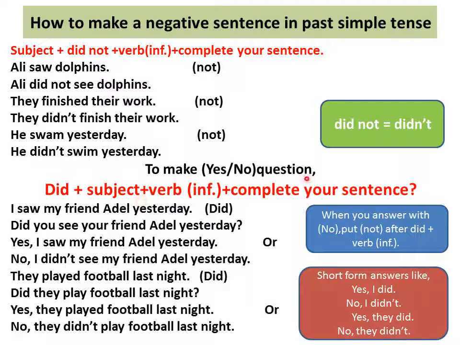To make a yes or no question, just start with did. Then your subject, then the verb in infinitive without ed. Just in infinitive. Complete your sentence and don't forget the question mark.